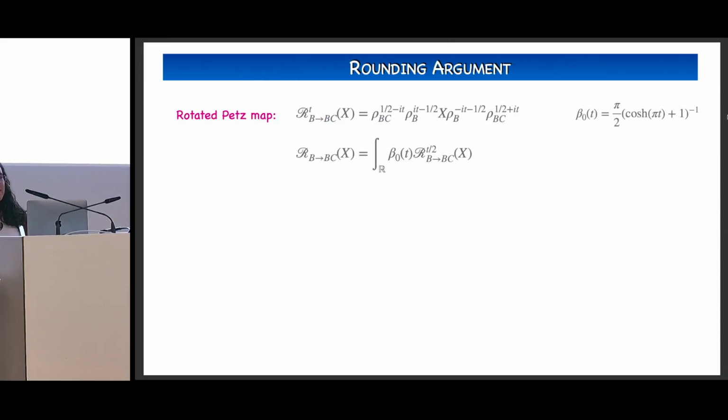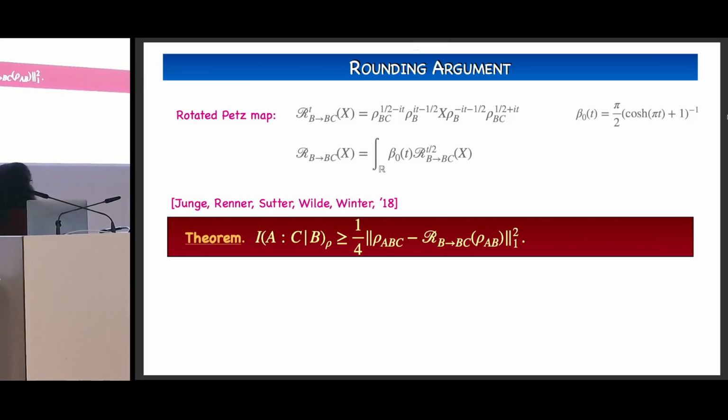For the last part of the talk, we have to use a rounding argument, which is also something that is very familiar to this community. We are going to use this rotated PETS map. So we have the PETS map that reconstructs BC from B, given in this form, and then including it in the integral with this weight. We define this rotated PETS map. And what we know from this paper from David, Andreas, and many more people, is that the conditional mutual information is lower bounded by 1/4 of the square of the one norm of the difference between the state and the reconstruction by this rotated PETS map.